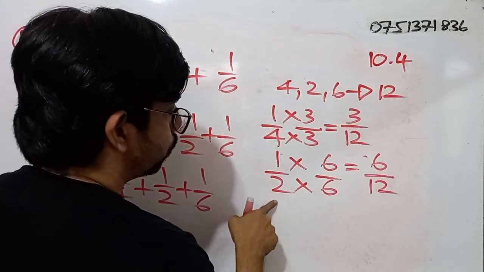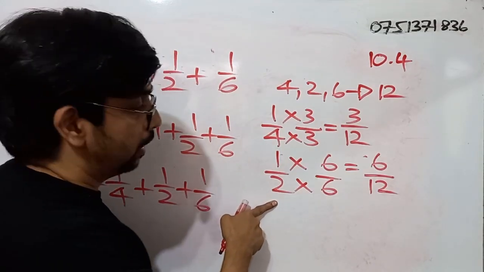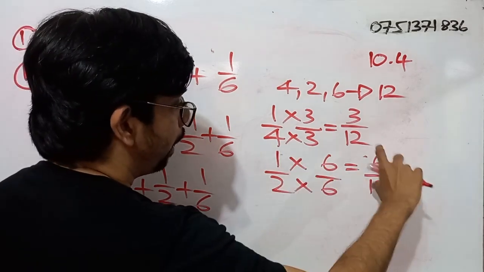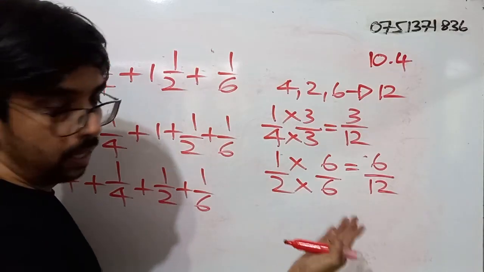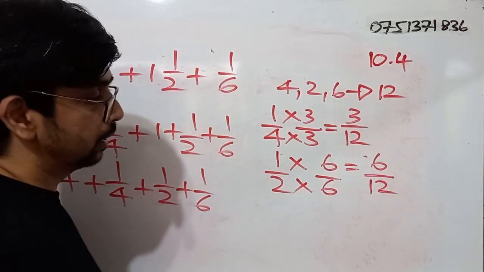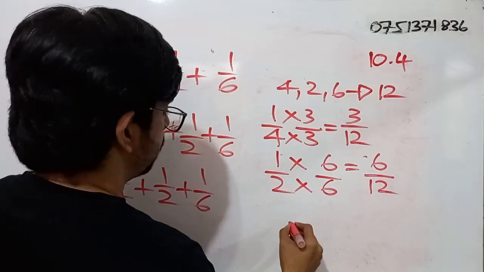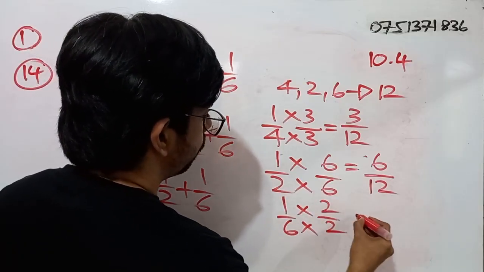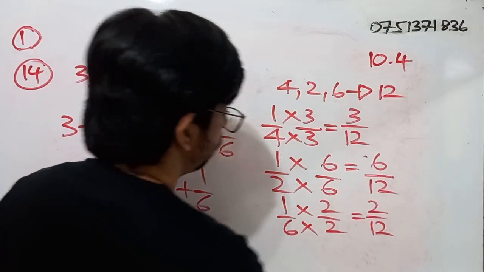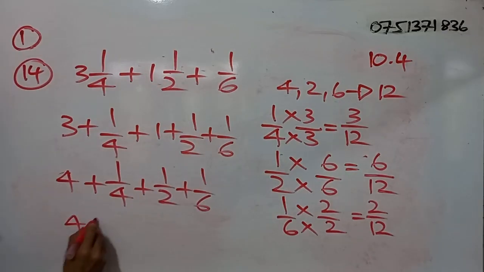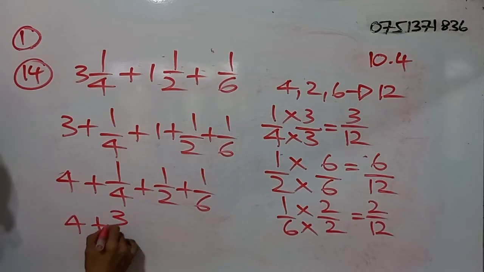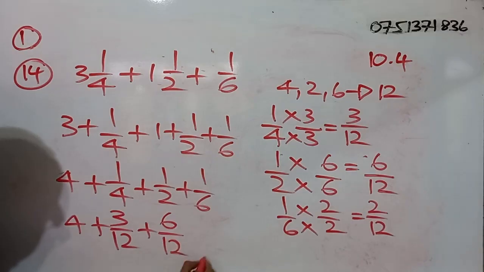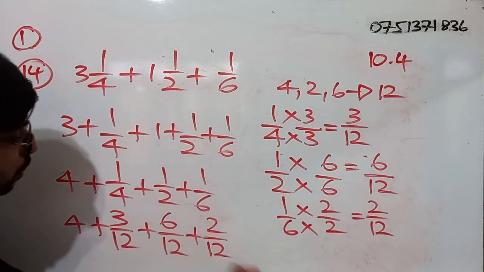So actually you don't have to do this by writing. You must be able to come up with 1 half as 6 by 12 without doing the work, right? Okay, so the next one, 1 by 6, I'll have to multiply both denominator and numerator by 2. So this becomes 2 by 12. So I can write 4 plus 3 by 12 plus 6 by 12 plus 2 by 12.